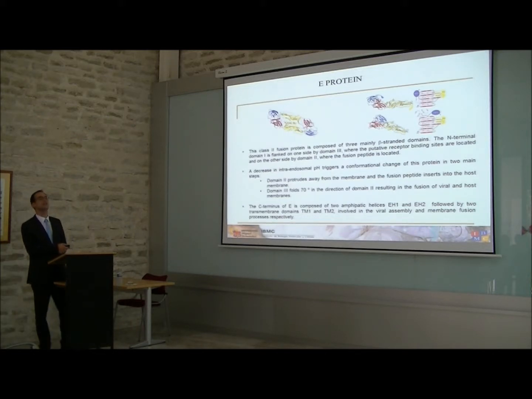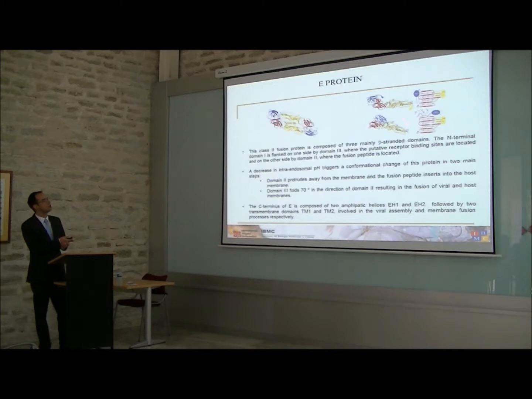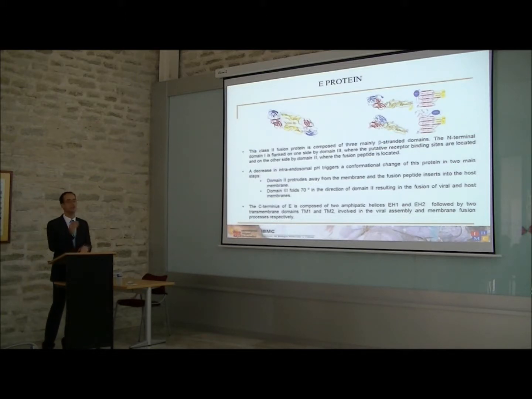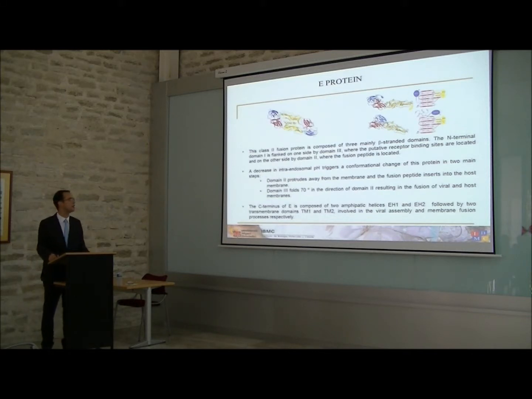A decrease in the pH inside the endosome triggers a conformational change where domain 2 protrudes away from the viral membrane, and the fusion peptide inserts itself into the host membrane. This is then followed by a folding of domain 3 in the direction of domain 2, approaching both membranes, viral and host membranes, that ultimately results in a fusion.